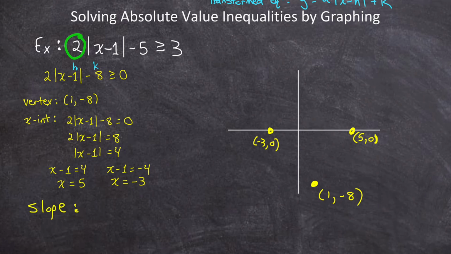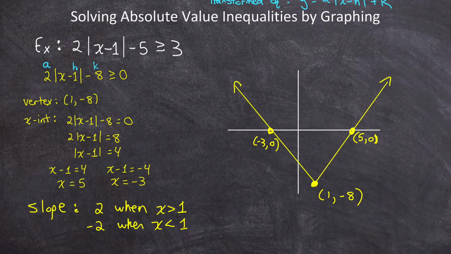The a value tells us about the slope. The slope of the right side of the function is going to be equal to the a value. So the slope would be 2 to the right of the vertex, so 2 when x is greater than 1. And the slope of the left side of the function is equal to the negative of the a value. So the slope would be negative 2 to the left of the vertex, which means when x is less than 1. So using all of this, I could do a rough sketch of this function.